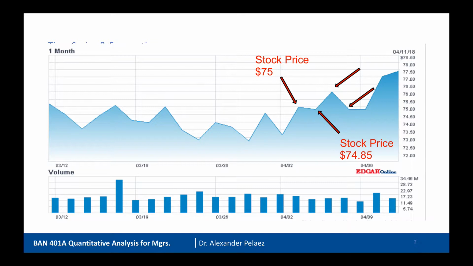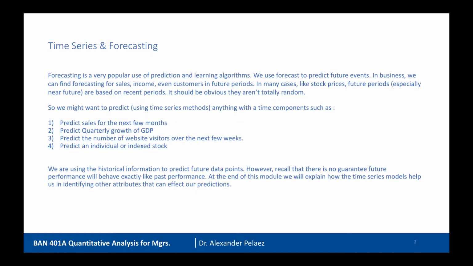The ones more recent in some cases may be more relevant than the ones, say, 15 weeks ago or 15 months ago, and so we may want less weight or no weight at all attributed to them. So, for example, we might want to predict sales over the next few months. We can even use the data to predict quarterly GDP, predict the number of website visitors that will occur over a set of weeks, or even predict an individual or indexed stock. We're going to use the historical information to predict these future data points. But you have to remember that there's no guarantee that the future performance will behave exactly like past performance. So what we're doing is hoping that this will get as close as possible, and then identifying other attributes that can affect our predictions.